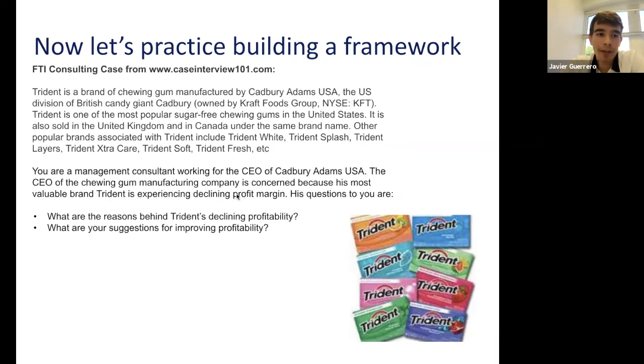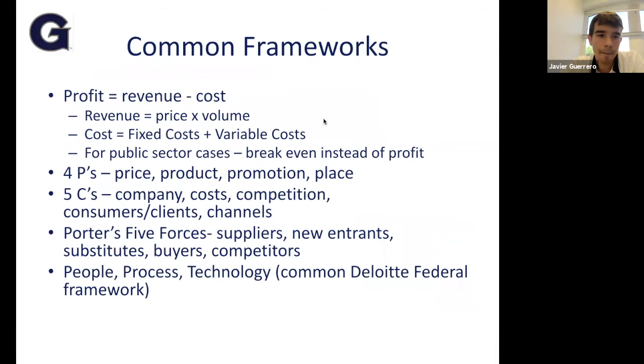So if we can quickly go back to those common frameworks, Allie, I want to take some shout-outs, some hands, to see which framework we think might make the most sense for a case like this. So we're looking at declining profitability. Our profit margins are going down in Trident. Which of these frameworks, what can we draw from these different frameworks to get an answer?